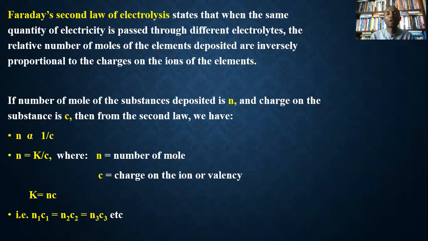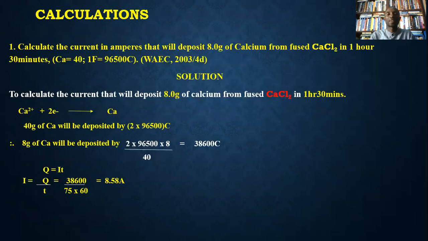This formula can help you to calculate when you have more than 2 or 3 electrolytes or systems connected together, in order to find the number of moles or the charges being produced or deposited. All right, let's take a few calculations.